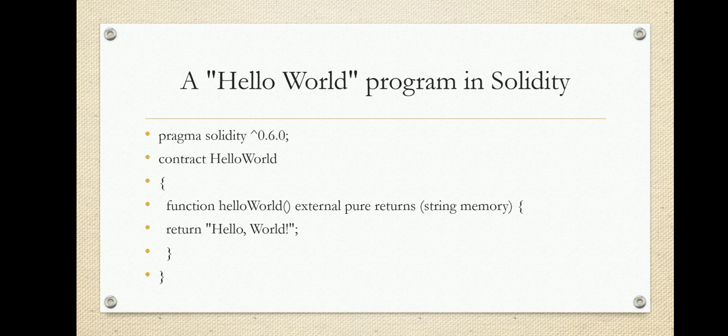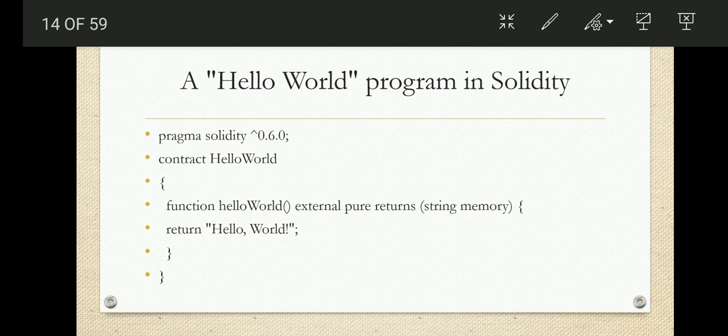Next we have a contract called hello world. Like classes in Java, here we have a contract. Contract is a keyword and the name of the contract is user defined. Here hello world is the contract name. Within the contract we have defined a function. How to define the function? We need the function keyword, after that a function name. The function name is hello world. In this function there are no arguments.